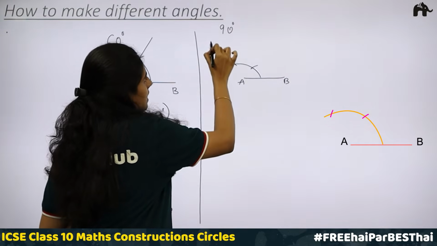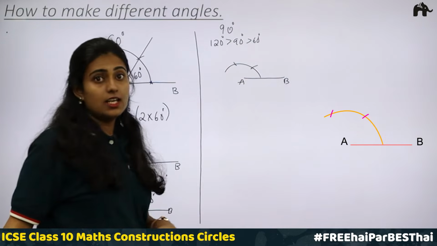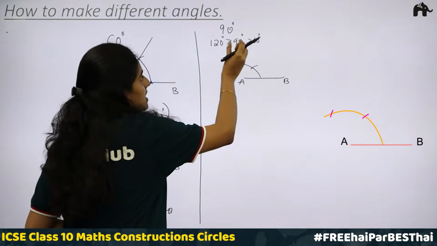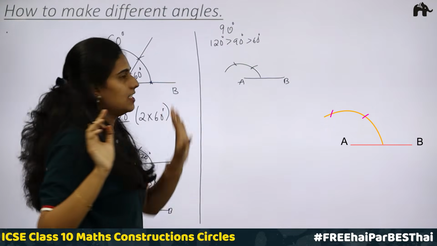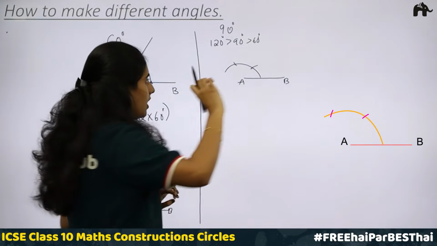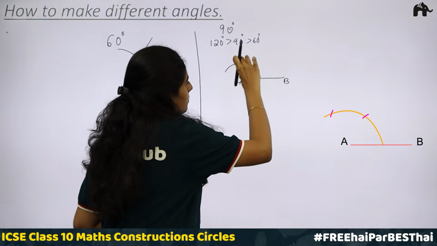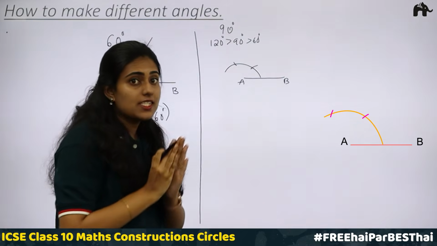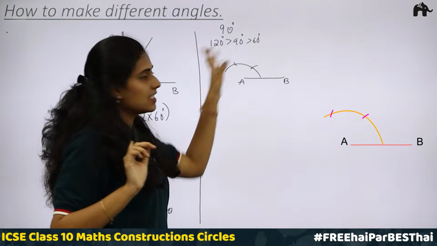We know that 120 degree is greater than 90 degree, and 90 degree is greater than 60 degree, which means 90 degree lies between 120 degree and 60 degree. 60 degree plus 30 degree is 90 degree. 120 degree minus 30 degree is 90 degree. Here what we are going to do is, keeping these 2 points as centers, we are going to bisect this angle. Here we have 60 degree. This measure is also 60 degree. When you bisect 60 degree angle, we get 30 degree each. So 60 degree plus 30 degree will give us 90 degree.